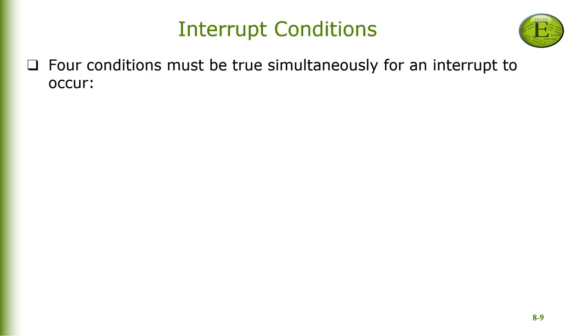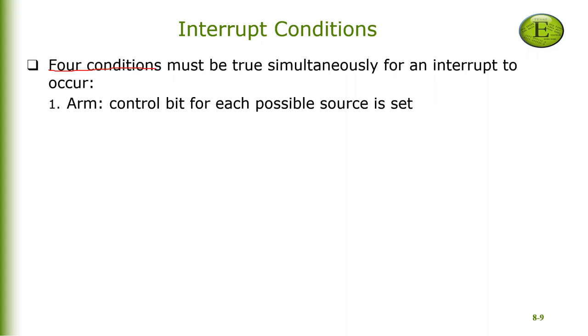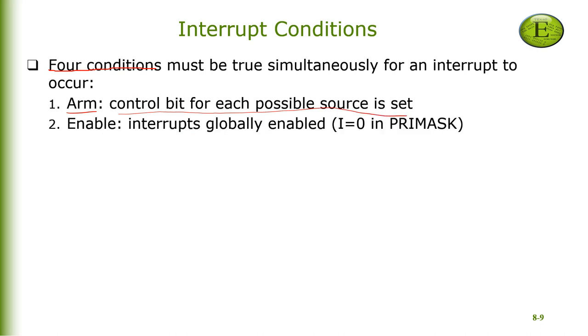Under what conditions does a microprocessor accept the interrupt and execute the corresponding interrupt service routine? It turns out that there is a set of minimum conditions containing four conditions. Let's explore those. The ARM: the source interested in interrupting the microcontroller must have the ARM bit set. Enable: the enable bit must be set, and this enable bit is set when I is equal to 0 in the PRIMASK register.